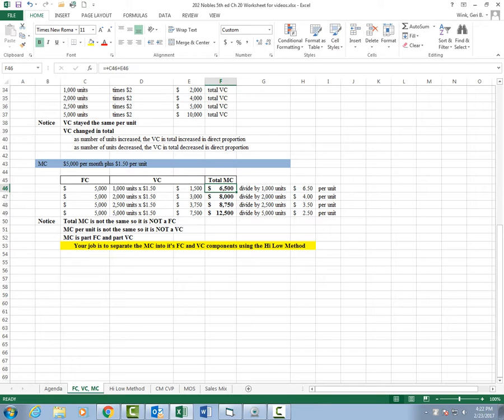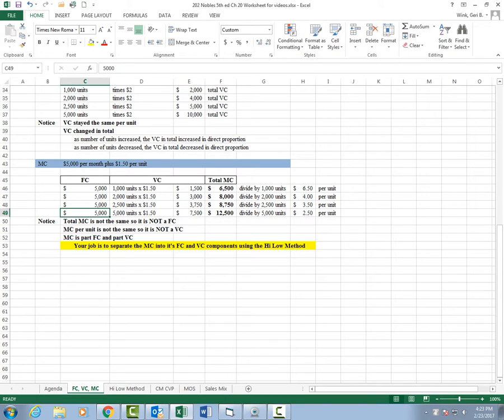Okay, this is number crunching, all right? So now we're going to take the total mixed cost, divide it by 1,000 units, and that gives us $6.50 per unit. But look, our mixed cost per unit does not stay the same. And that's one of the ways that we can recognize that it is not a true fixed or a true variable cost.